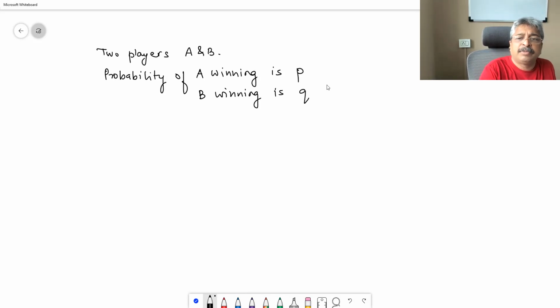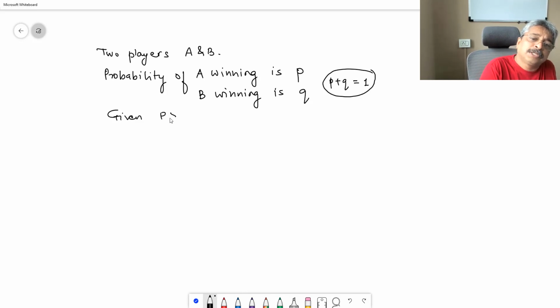Draw is not available, so p plus q is equal to 1, and it is given that p is greater than q. A is a better player, and probability of A winning is higher than probability of B winning.